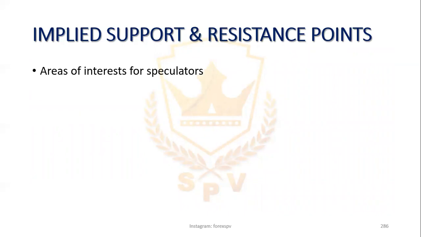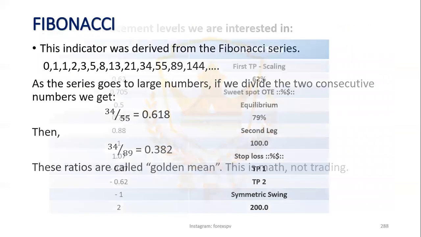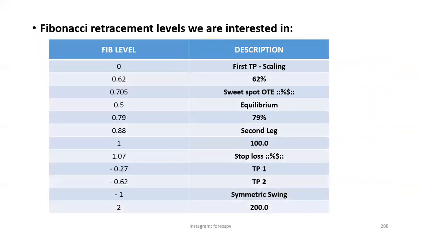So we'll come to talk of the implied support and resistance here. So these are areas of interest for speculators, and we basically use the indicators on the implied support and resistance. So if they are areas of interest, they should be areas of interest to us too. So we have the Fibonacci tool, and here we'll be using the Fibonacci retracement tool. And the Fibonacci retracement levels that we're interested in are these. So this is the Fibonacci level.